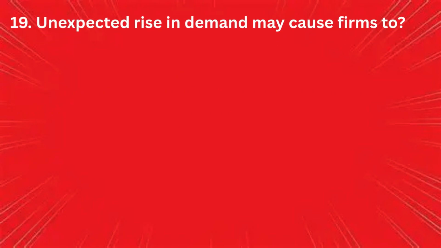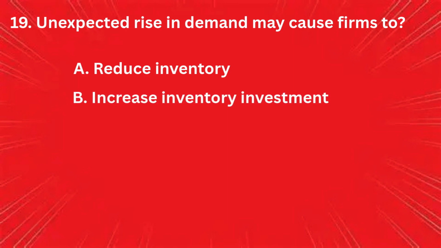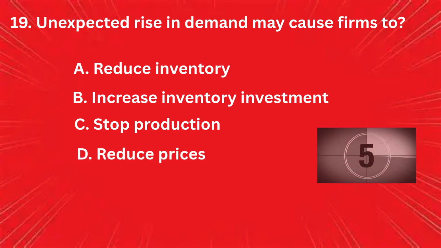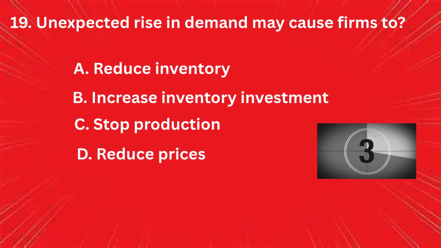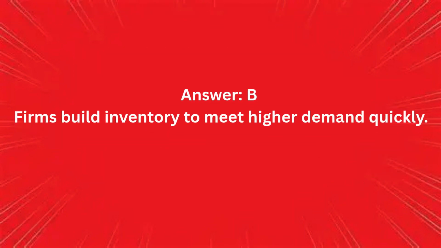19. Unexpected rise in demand may cause firms to A. Reduce inventory. B. Increase inventory investment. C. Stop production. D. Reduce prices. Answer, B. Firms build inventory to meet higher demand quickly.